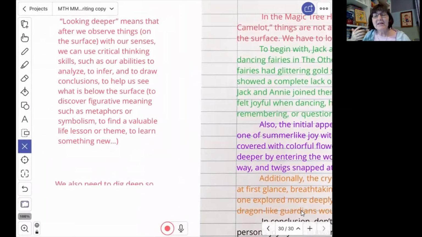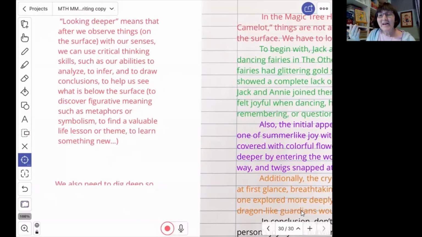I wondered if I should explain what I mean by looking deeper. A thought that I had about that was that if I was going to explain what I mean by looking deeper, I would say that it means that after we observe things on the surface with our senses, we can use critical thinking skills, such as our abilities to analyze, to infer, and to draw conclusions, to help us see what is below the surface, to discover figurative meaning, such as metaphors or symbolism, to find a valuable life lesson or theme, to learn something new.